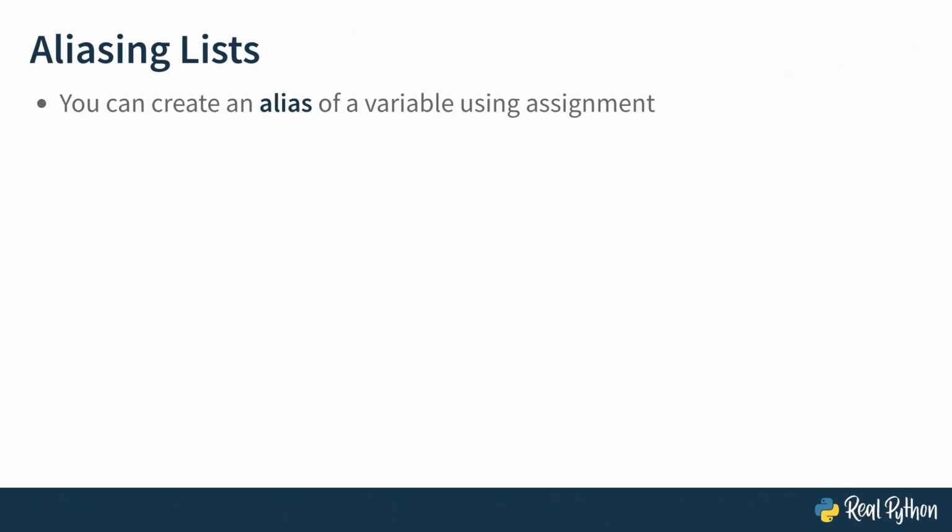You can create an alias of an existing variable using assignment. This can be done with any variable, not just lists. The syntax is simply new variable equals original variable. But this isn't truly a copying operation.